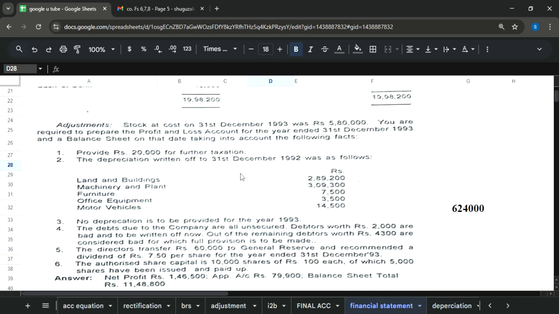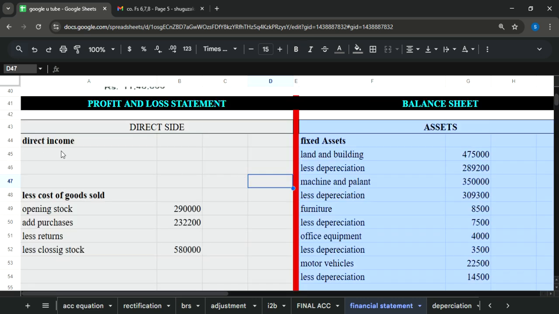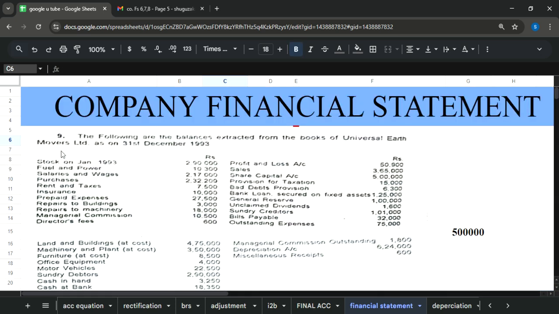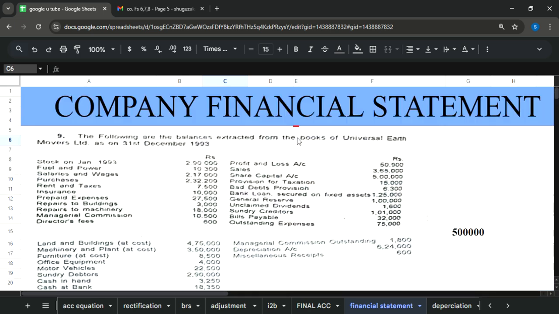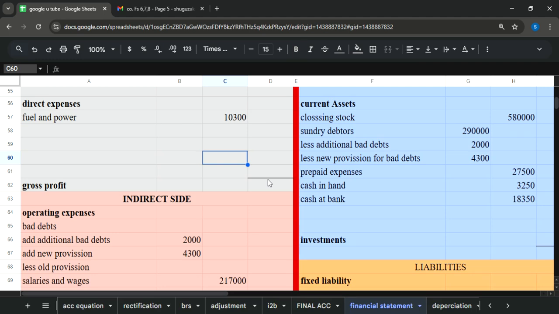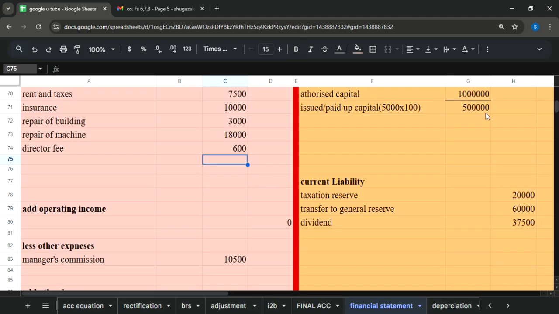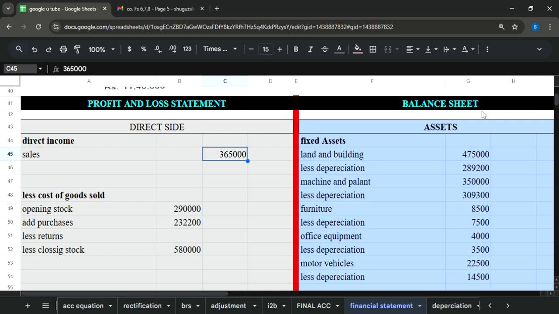Then we have sales. This is part of direct side. Here you will mention sales. Amount of sale is 365,000. Just put amount in direct side. Then we have share capital of 5 lakh, that was already written. Look at here, share capital 5 lakh.